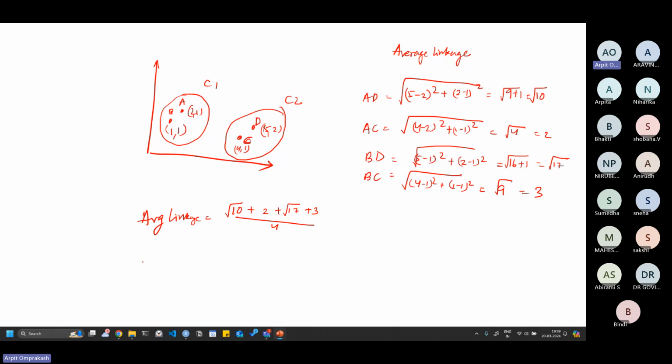Right. Now if you want the single linkage, root 17 will be somewhere around 4 point something. Root 10 will be somewhere around 2 point something. So the single linkage here will be 2, because 2 is the least distance that we get. And the complete linkage here will be root over 17, because that should be the maximum distance. Right.